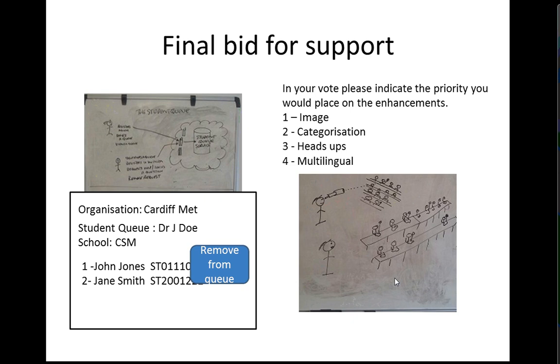If you like what you've seen, please vote. And in your vote, can you please indicate the priority you would place on the enhancements? Image, categorization, heads up, multilingual?